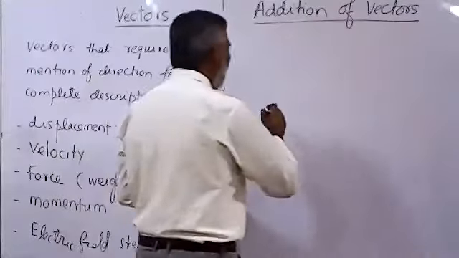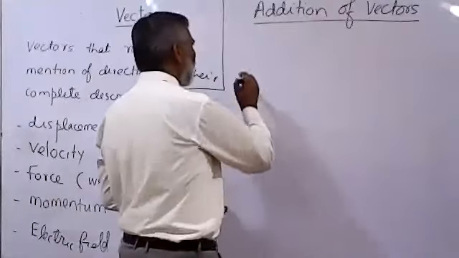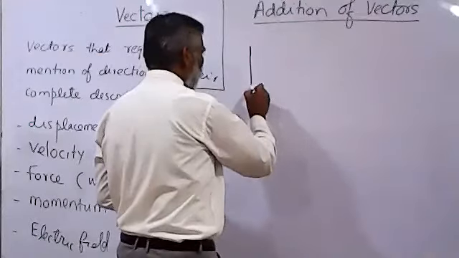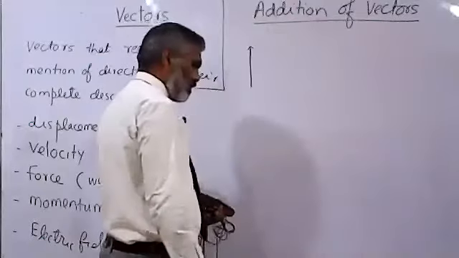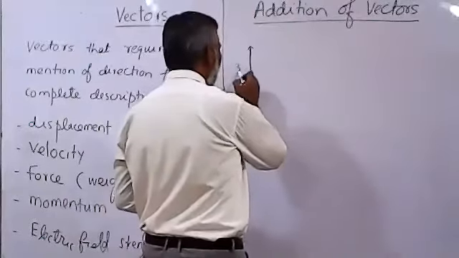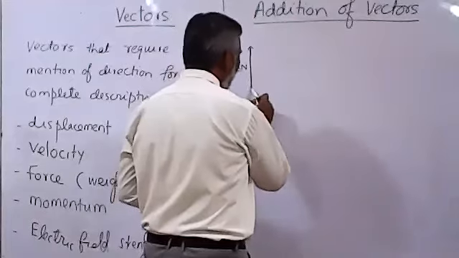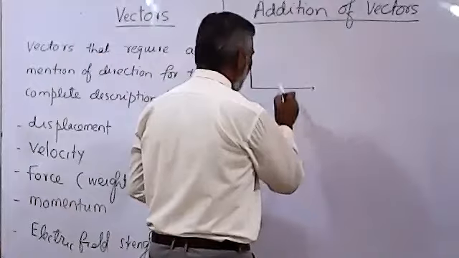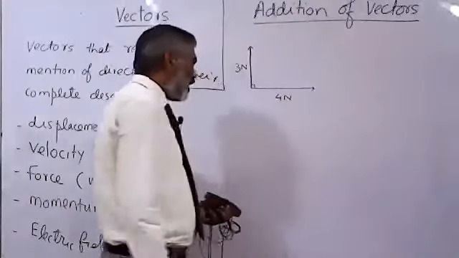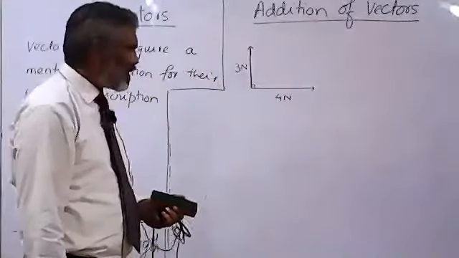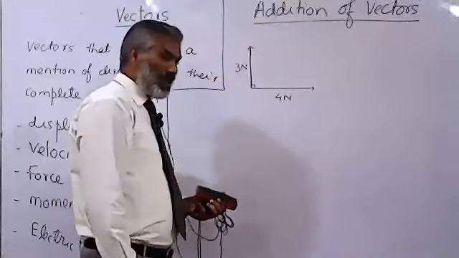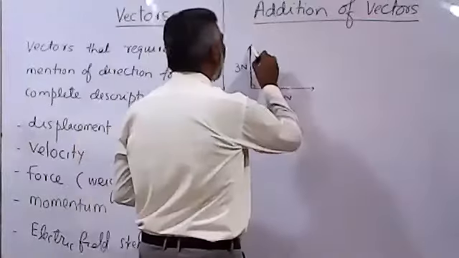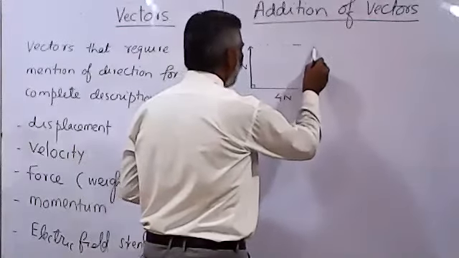But what happens when the two vectors are exactly at right angles? That is the second situation. One vector, suppose this is a 3 Newton force, and the other vector is along this direction, and this is 4 Newton, and they are exactly perpendicular to each other. They are making a 90-degree angle to each other.